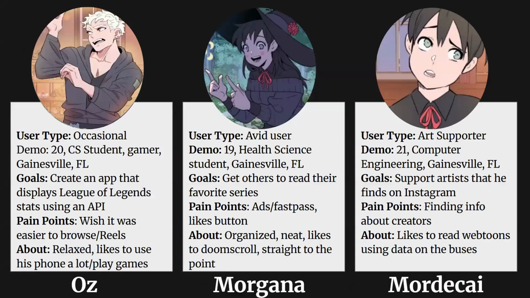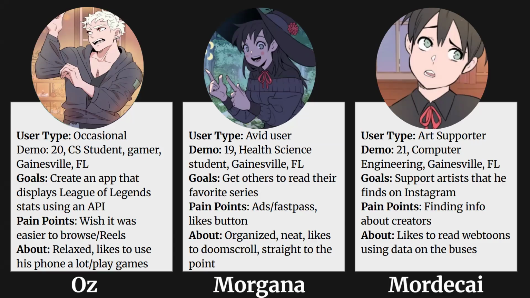So for my user personas, I have three of them. There's an occasional user, an avid user, and one who just likes to support artists. So my first user, Oz, is an occasional user. He wants to create an app that displays League of Legends that's using an API. For his pain points, he wishes it was easier to browse and he dislikes reels a lot.